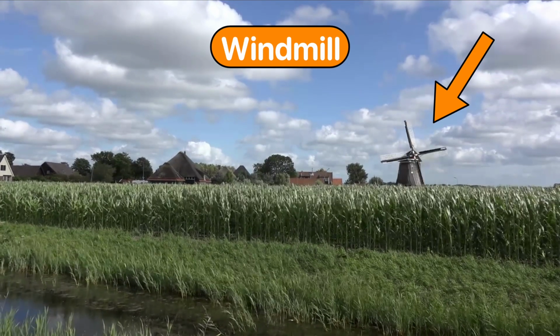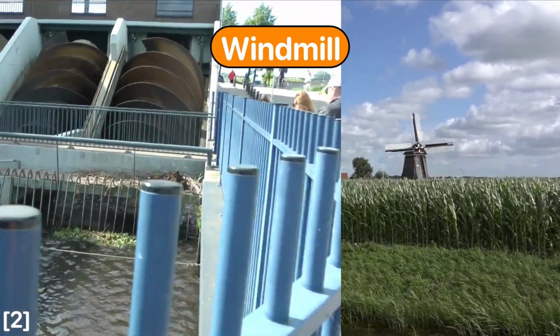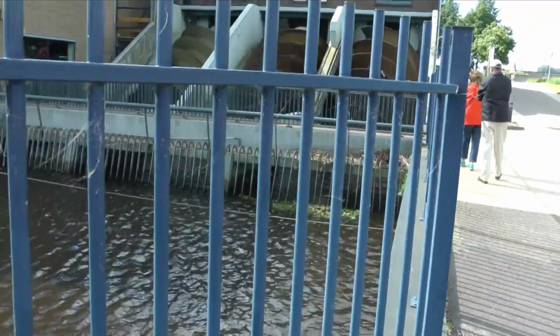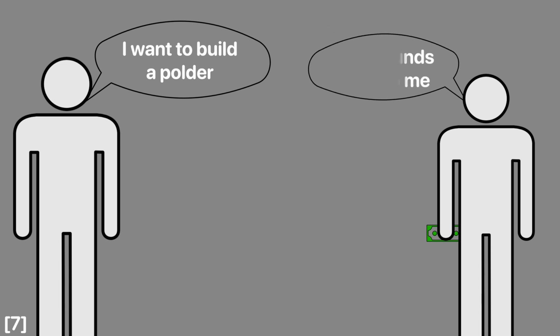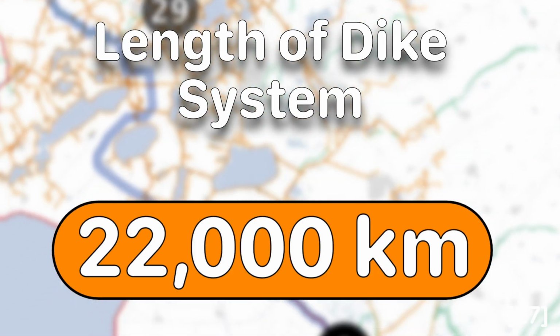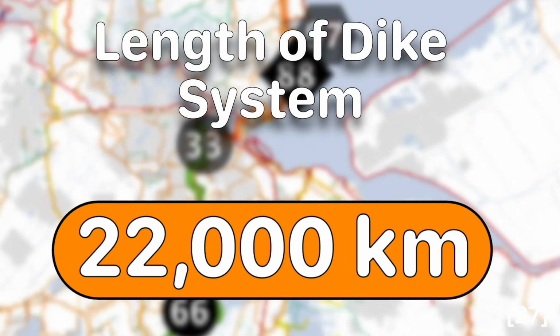Back in the past, the job of draining the land was done by windmills, which are world renowned as a symbol of the Netherlands, but now the job is done by electric pumps. These polders were often small projects and were often funded privately. The Netherlands ended up having kilometer upon kilometer of dikes across the country to protect these polders, but you can begin to find a problem with this system.